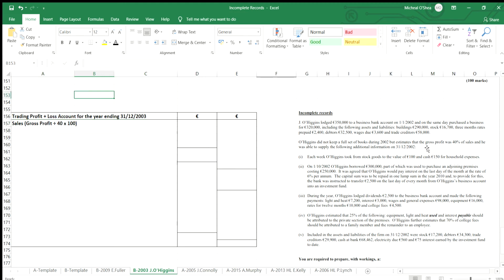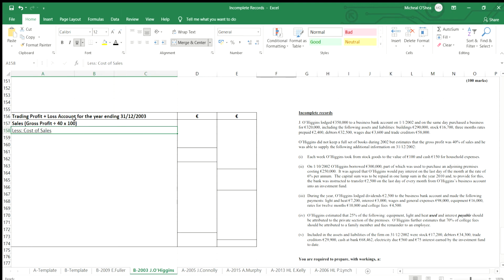For this question, we're told that gross profit was 40% of sales. So gross profit's only equal to 40% of sales. So therefore, if I divide gross profit by 40, multiply by 100, that'll be my sales figure. The problem is I don't know what my gross profit is. So I can't work out my sales. So this is an unknown figure. I'm not sure what it is. So let's work through the rest of the question. Let's fill in what we have.